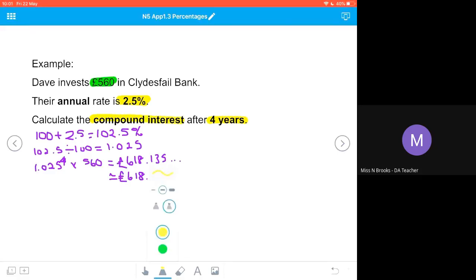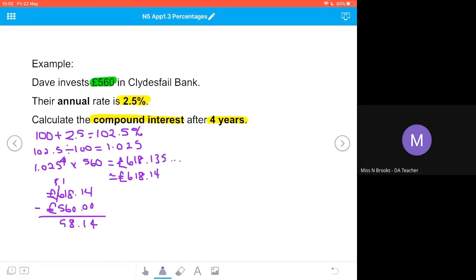Now, the question's asking us to calculate the compound interest, so we need to work out how much of an increase there is from 560 to £618.14. So we're going to do that by working out £618.14 take away £560 and no pence. So we're going to have 14 pence, we're going to have £8, and then we're going to need to borrow it to work out that it's £58 and 14 pence is my compound interest.